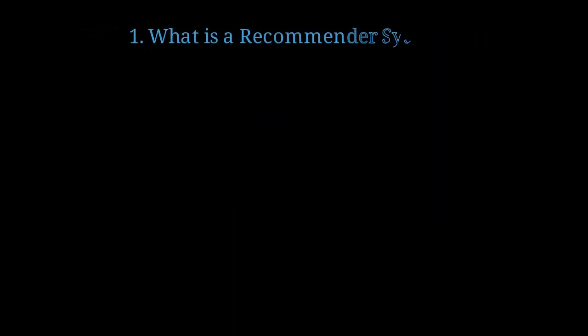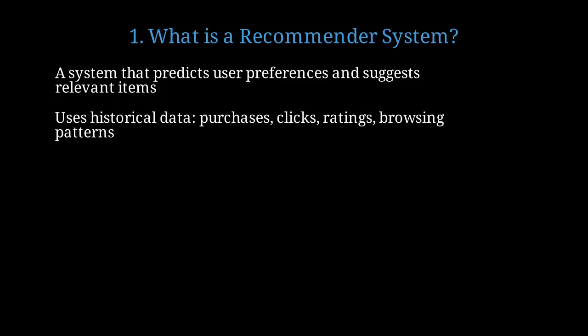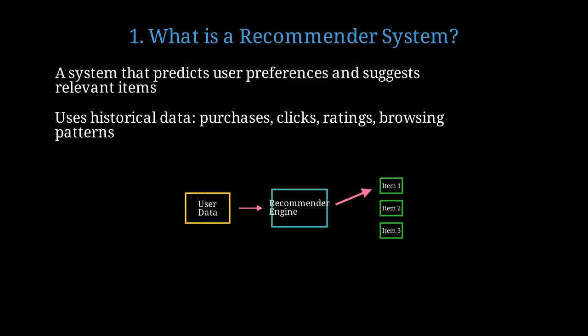Let's understand what recommender systems are and why they're essential for e-commerce. A recommender system analyzes user behavior and preferences to predict which products they'll be interested in and makes personalized suggestions. These systems use historical data like past purchases, product clicks, ratings, and browsing patterns to learn what customers want. The system takes user data as input, processes it through recommendation algorithms, and outputs a ranked list of suggested products.